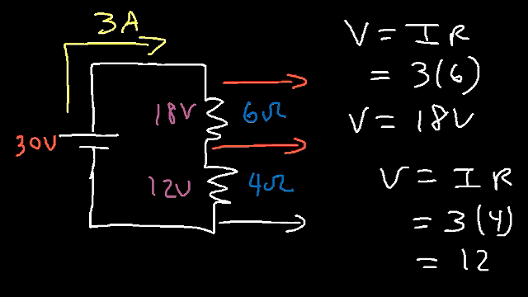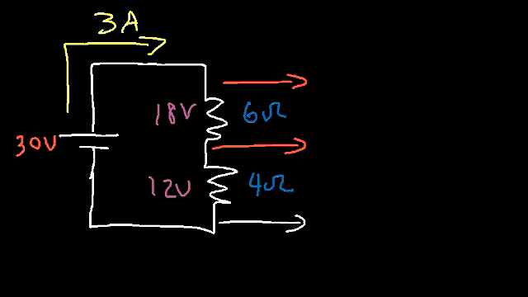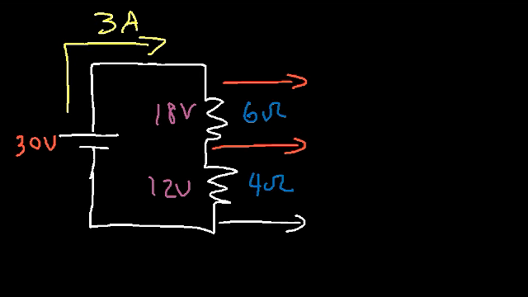Now let's make some space. Let's just get rid of some of the stuff that we have here. Notice that the voltage drop across each resistor adds up to the voltage of the battery. And it makes sense. According to Kirchhoff's voltage law, the voltages around any closed circle or any closed loop always add up to 0.